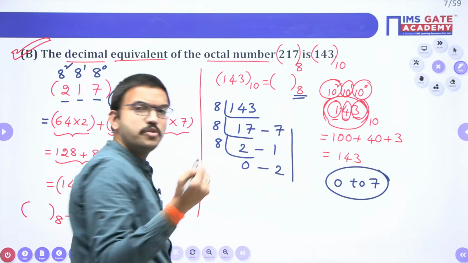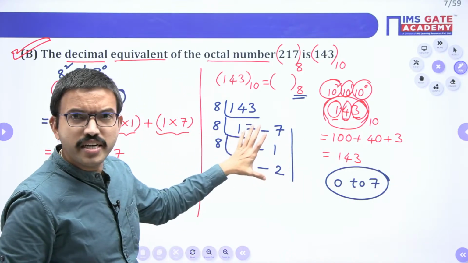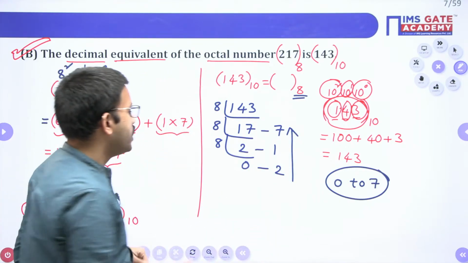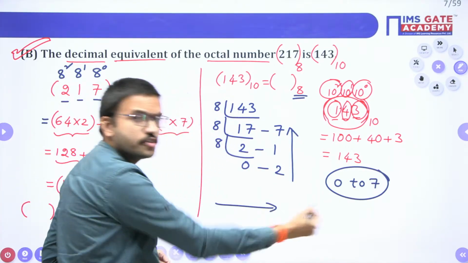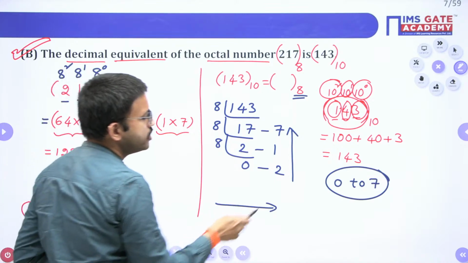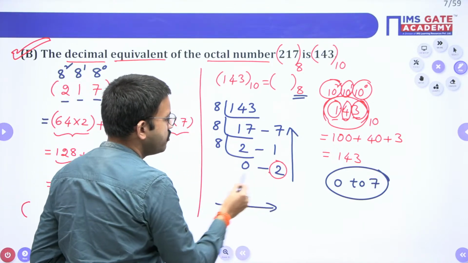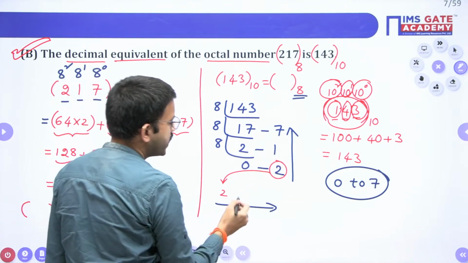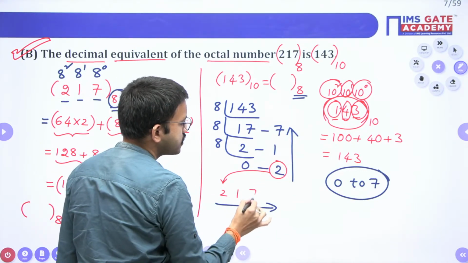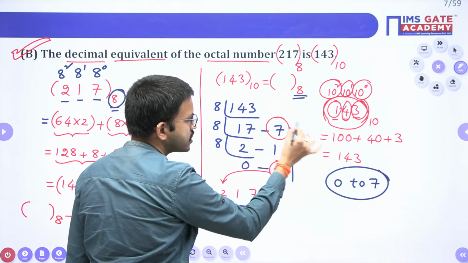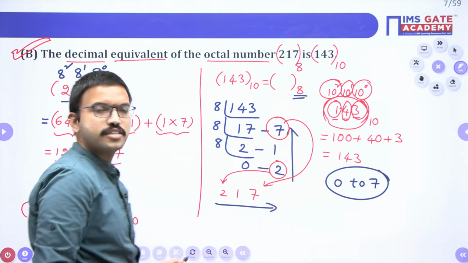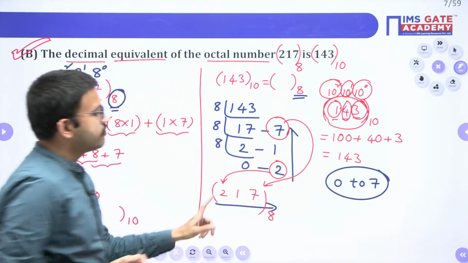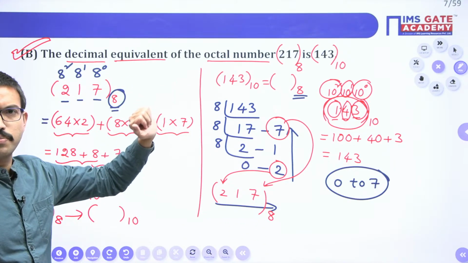And here one more important thing, whatever remainders you got, we will consider in the reverse order while placing the digits from left to right. Whatever remainder you got last will be your starting digit. Now the second digit is 1 and the last digit is 7. Whatever remainder you got first will be your last digit. So 217 is the octal number equivalent to the given decimal number 143.